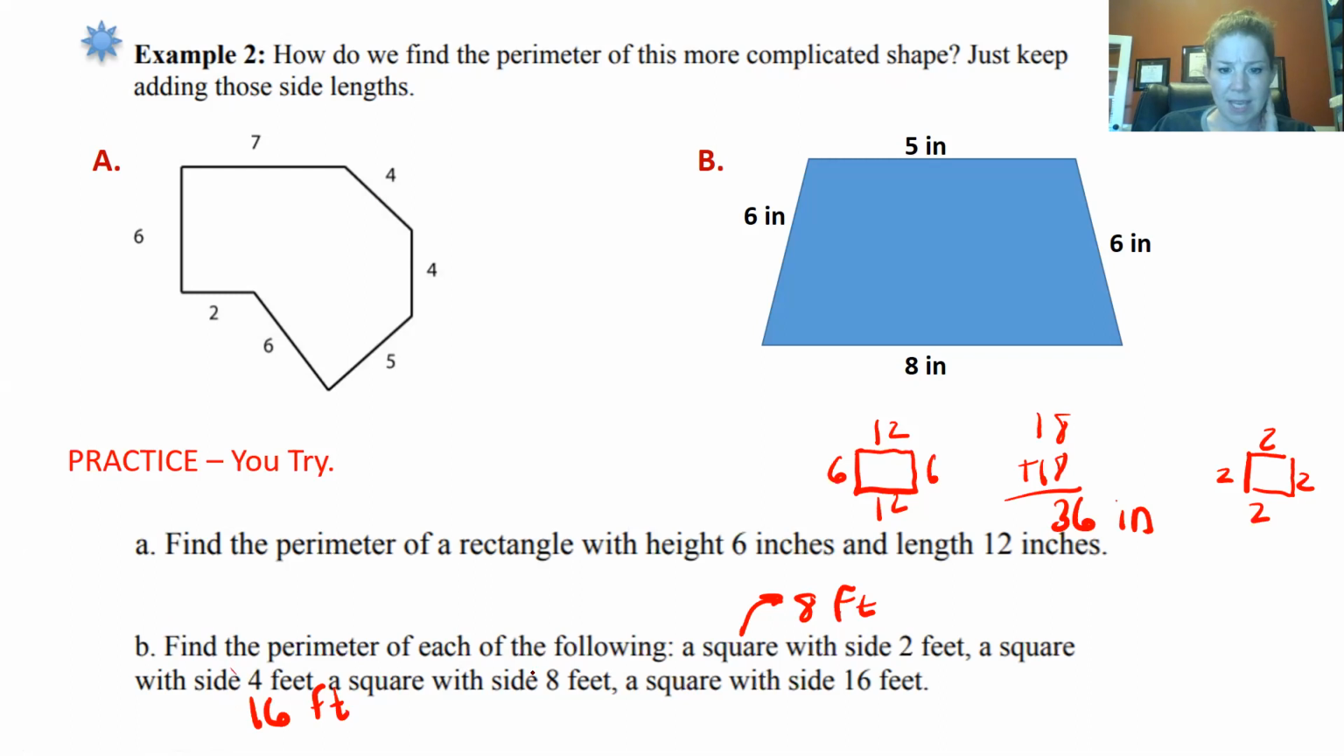16. And then it says a square with sides that are 16 feet. So there's 16 feet on each side. There's 4 sides. So our answer is 64 feet. All right, I think we did all those.